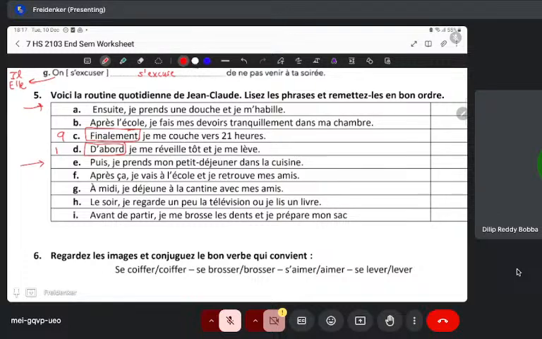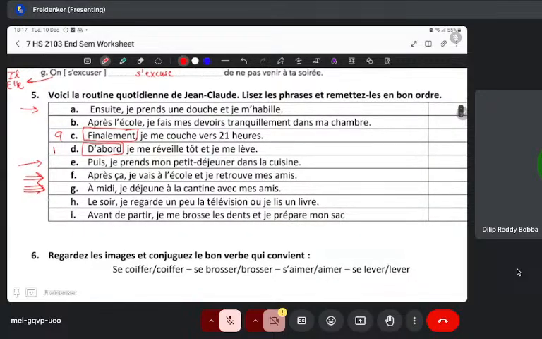After that, what will happen? Après ça, je vais à l'école. I think after that F will come, and after that you'll have lunch, no? So after F you will have G. Like in A and E, I don't know what is there, so I'm just marking them with one arrow, then two arrows, three arrows. So two and three I don't know, but four is pakka this one.